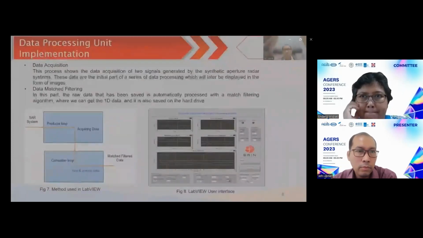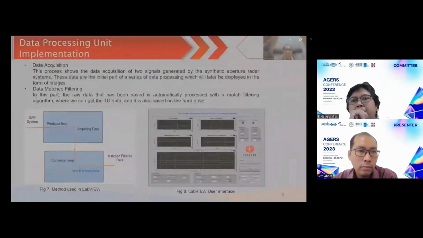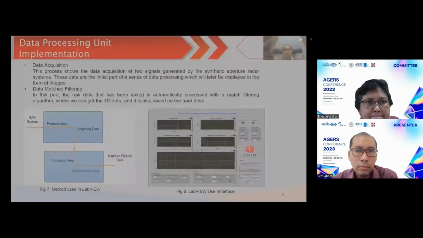Okay, data processing unit implementation. First is data acquisition. This process shows the data acquisition of two signals generated by the synthetic aperture radar system. These data are the initial part of a series of data processing, which will later be displayed in the form of images. Data match filtering. In this part, the raw data that has been saved is automatically processed with a match filtering algorithm, where we can get the one-dimensional data, and it is also saved on the hard drive.